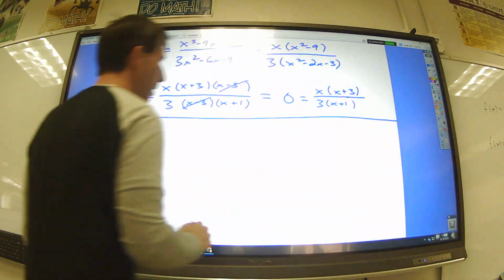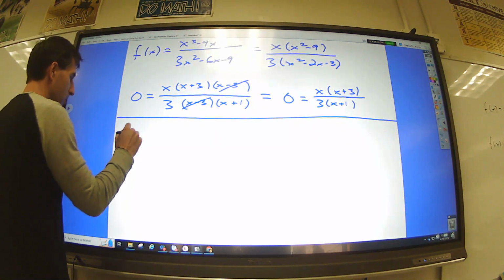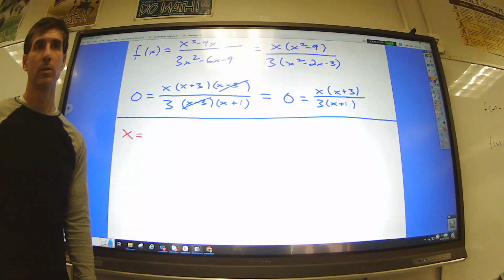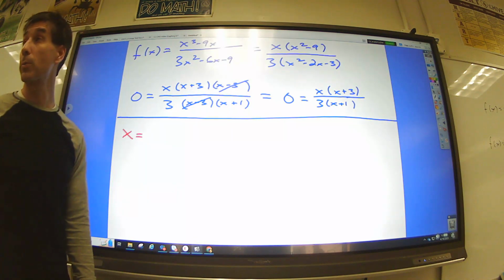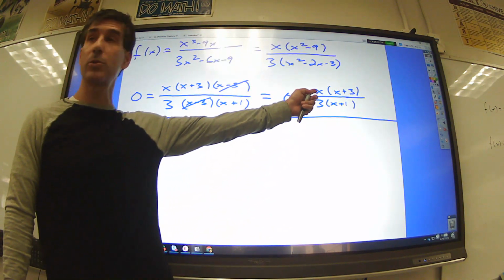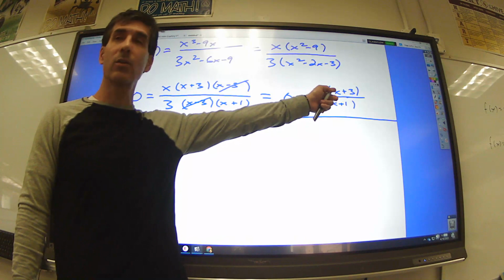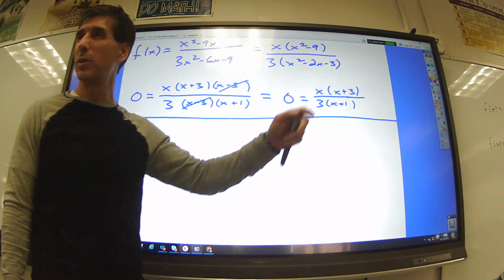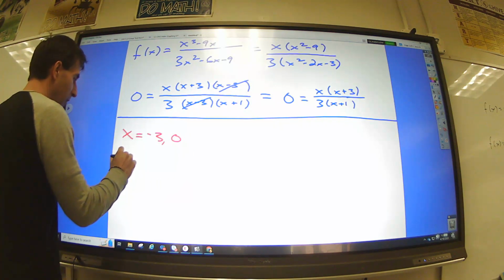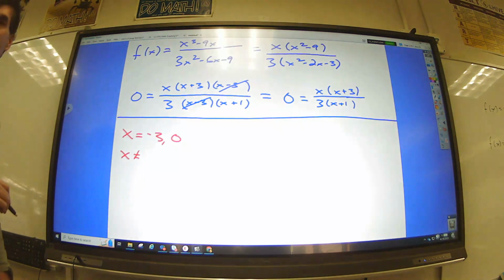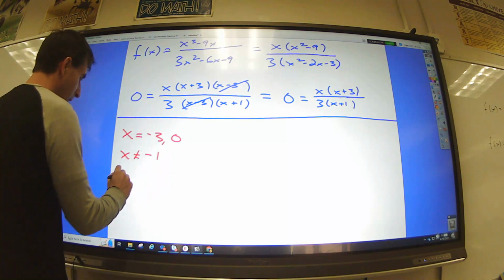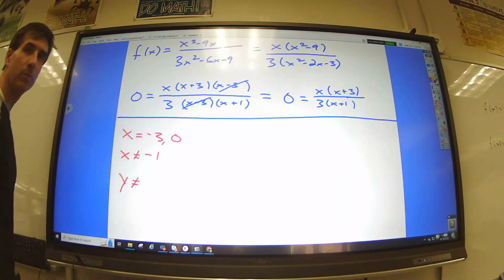What are my zeros? In the numerator, what are my zeros? I got negative 3, and there's one more. 0, right? This x equals 0 is a zero. Negative 3, because negative 3 plus 3 is 0. So my zeros are negative 3 and 0. My vertical asymptotes are going to be what? There's only one. What, Devin? Negative 1.